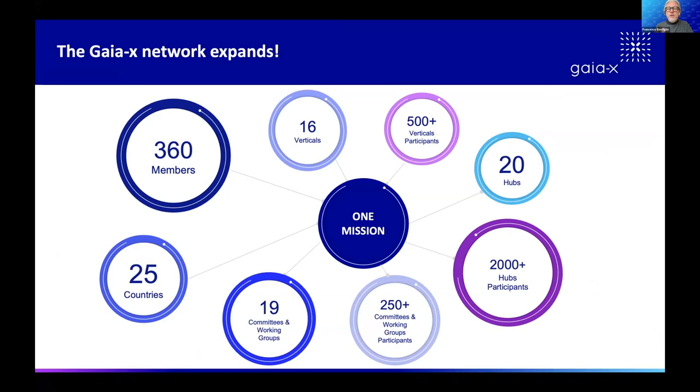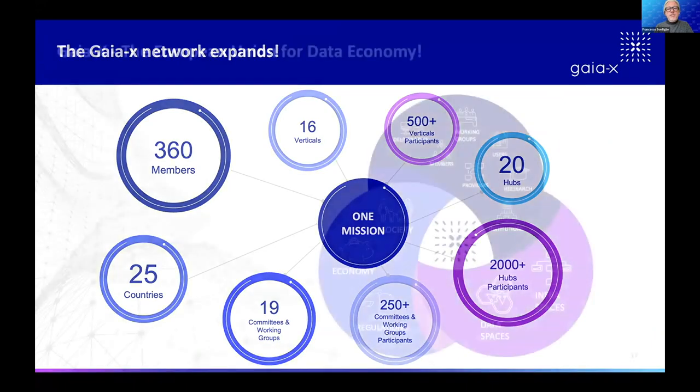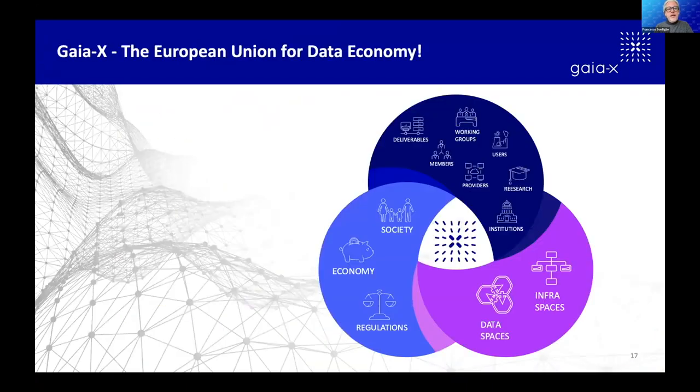So we have 20 working groups. We have thousands of people working. We have 360 members, growing almost 400 as we speak, all working together to achieve one single mission. And basically, that's why I said we are kind of the European Union of data economy, because we bring together society, economy, regulation. We bring together our members.